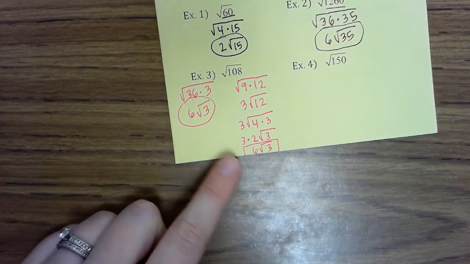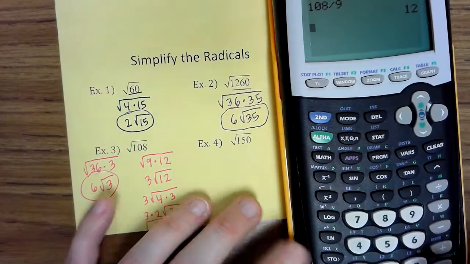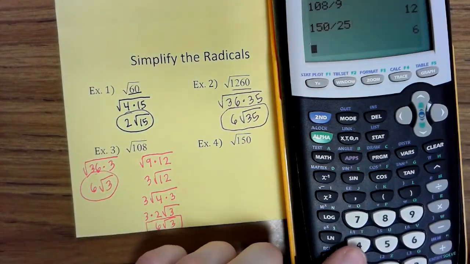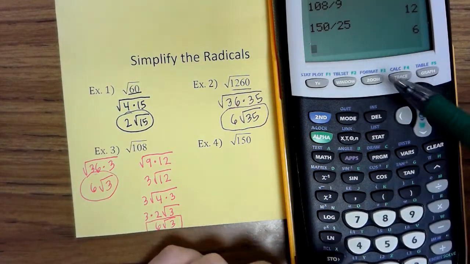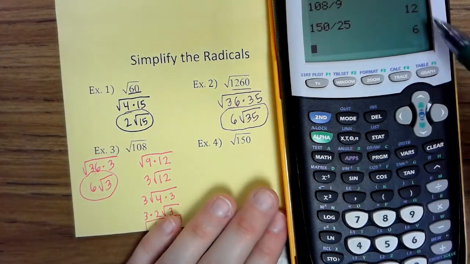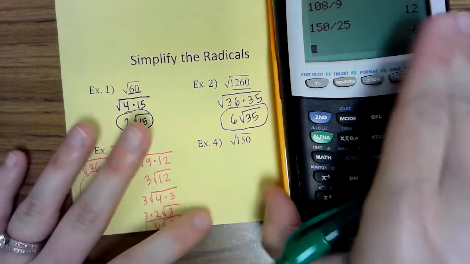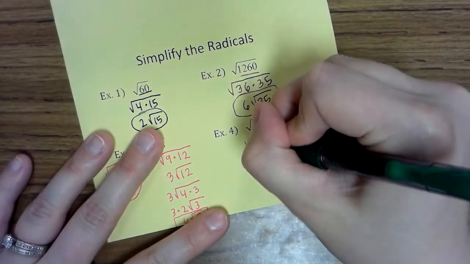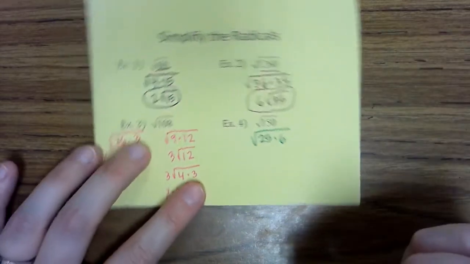All right, last one of these, the square root of 150. 150 I know is divisible by 25 because it's 50, 25. So 25 and 6. I think that's going to be the best one we've got. I know that because there is no perfect square that can go into 6. So I know I'm done. So I'm going to rewrite this: 25 first, perfect square first, times 6.